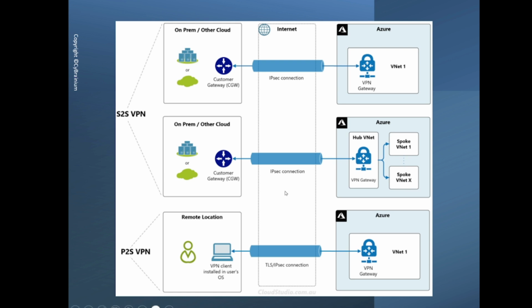Now if you see the point to site VPN, which is the remote location we were talking about, they are using the VPN client which is installed in the user's operating system. This we can do if you don't have any kind of on-prem VPN. You can use this VPN to connect securely to your environment, that is a point to site VPN.